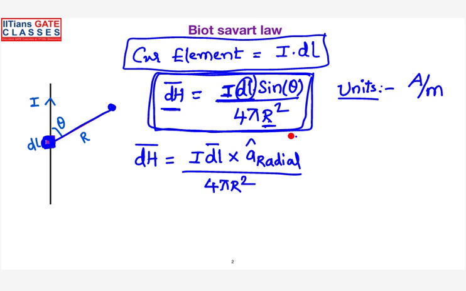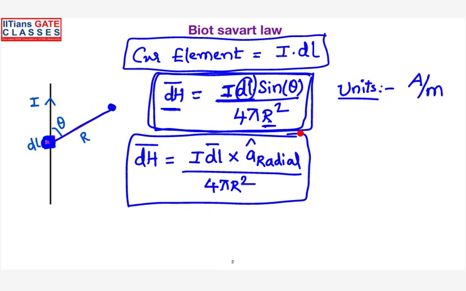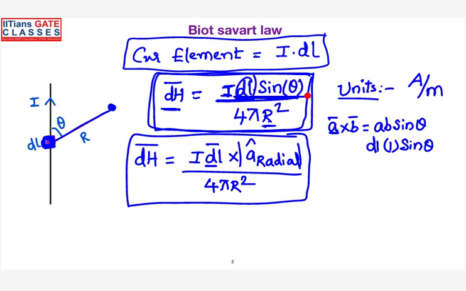The same equation, instead of writing in terms of sine of the angle, I will mention as a cross product of two vectors. Do we know the definition of the cross product? A bar cross B bar is equal to AB sin theta. In your case, A bar is nothing but dl, and B bar is the unit vector, whose modulus is 1, into sin theta. So whatever dl into sin theta I had written, I have now written as the cross product of the dl vector with the unit vector along this, the vector r bar.